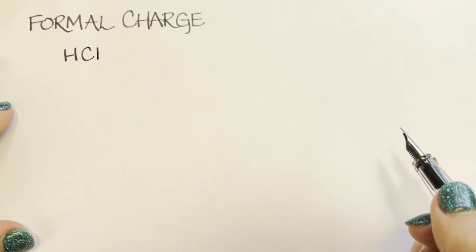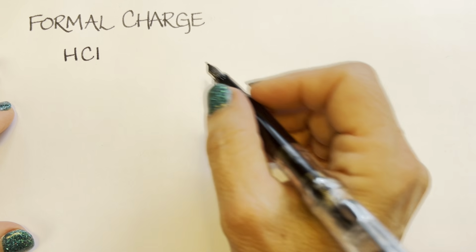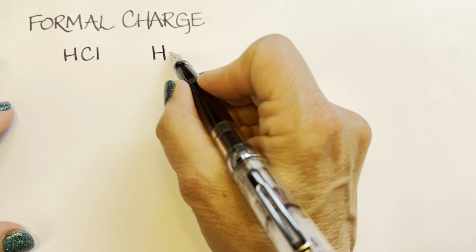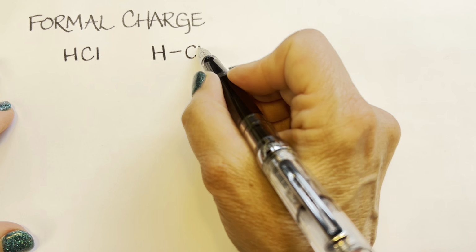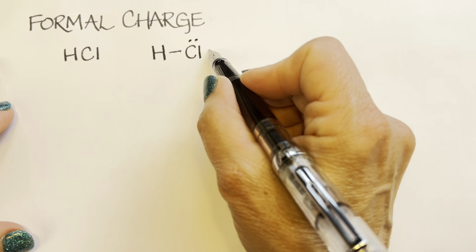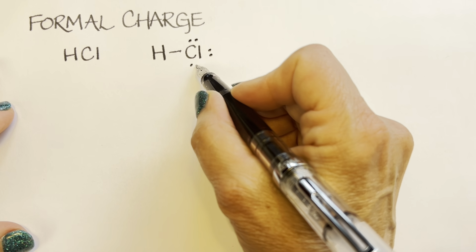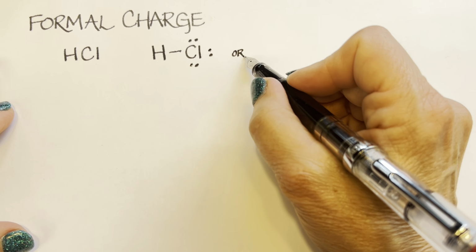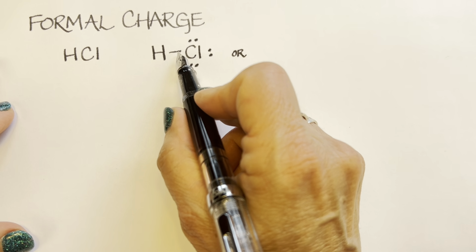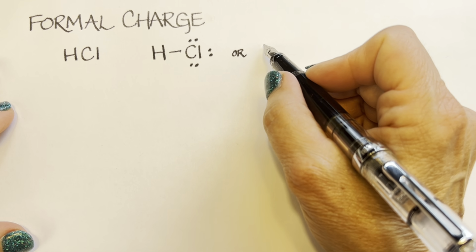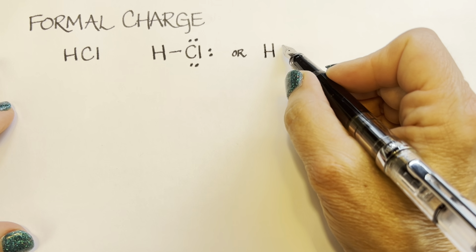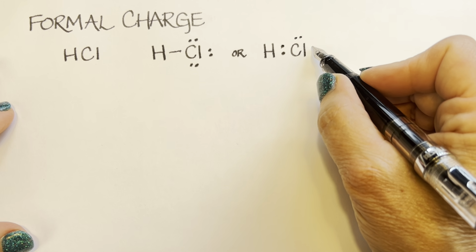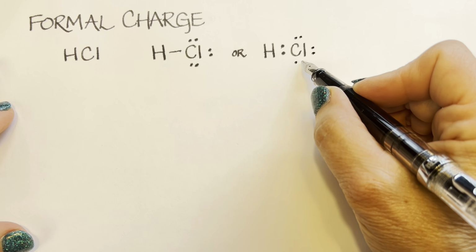Okay? So if we are drawing out the Lewis dot structure of HCl, it would look like this, right? Okay. Some people prefer, instead of having a line to represent a pair of electrons, to have it look like this. These two are the same.